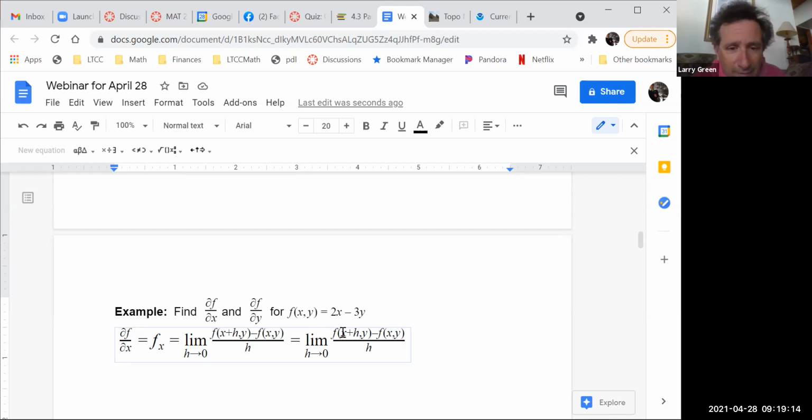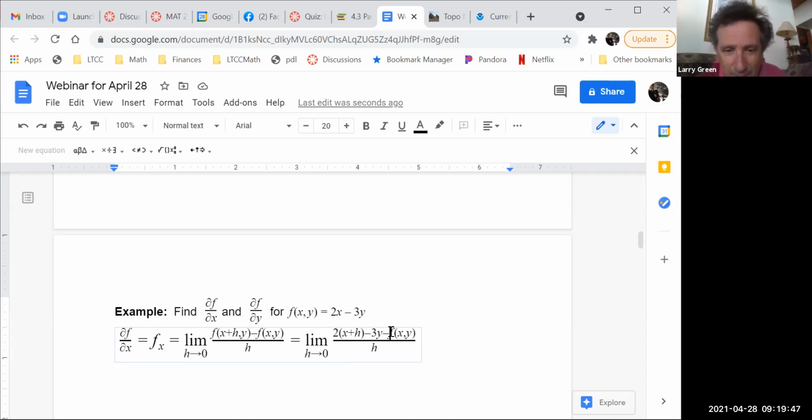And now it's f of x plus h, y. So I'm going to write down what f of x plus h, y is. That's going to be 2 times, well, I'm replacing x with x plus h, x plus h, and y I'm keeping the same, so minus 3y. Any questions on writing down what f of x plus h, y is? And then I do minus f of x y.